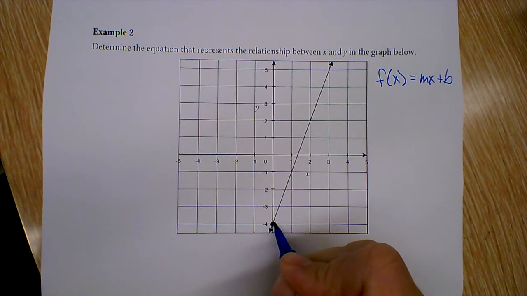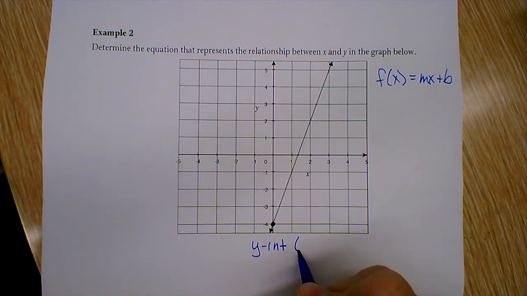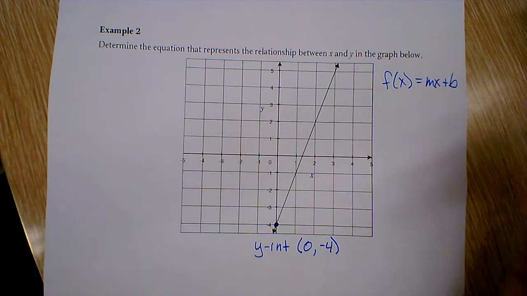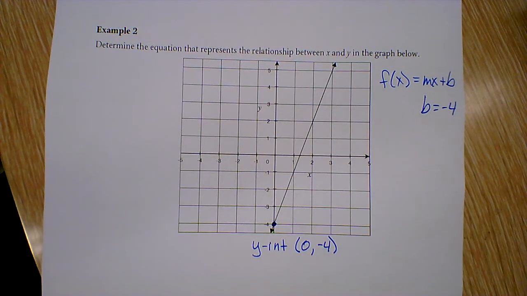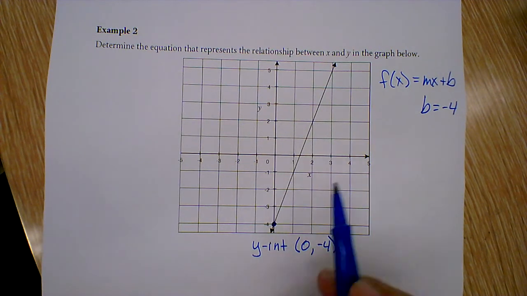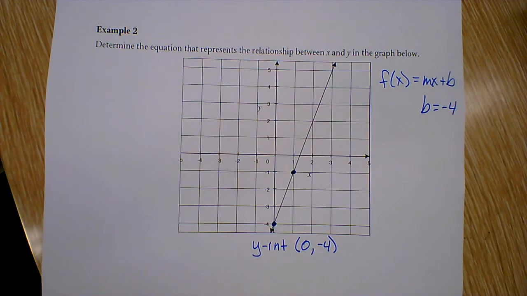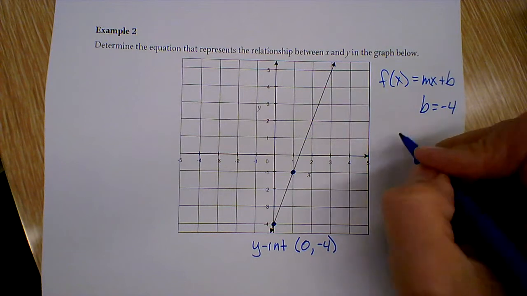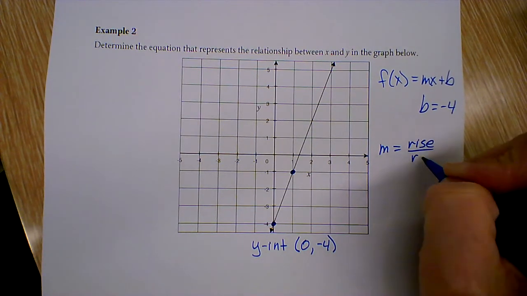So I notice my y-intercept is right here. My y-intercept is at negative 4, so the ordered pair is (0, -4). So that means b is negative 4. Next, I need to find the slope. So I'll start at my y-intercept. I notice the very next point that's easy for me to read is right here. If I look at the slope, it's a positive slope. So we know that slope equals rise over run.